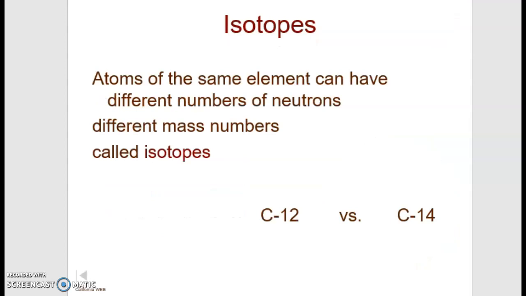So once again, isotopes are atoms of the same element, and they have different numbers of neutrons. This means that they have different mass numbers. For example, right here you have carbon-12, and here you have carbon-14. And all you have to do to tell which one is the isotope is to look at the mass number on the periodic table. The one that is on the periodic table is the atom, in this case carbon-12. The one that is not on the periodic table is the isotope.